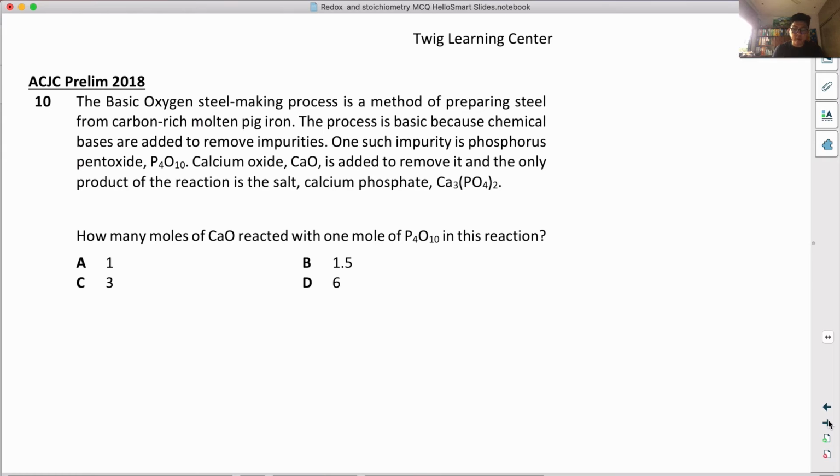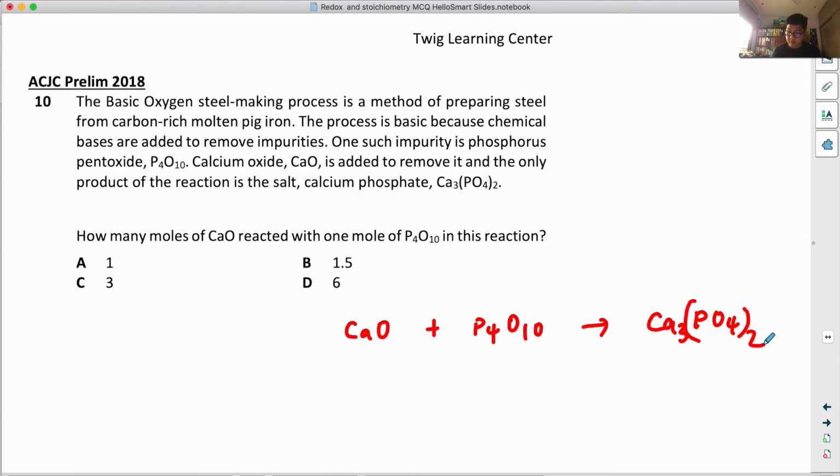Okay, so calcium oxide is added to and reacted with phosphorus pentoxide, and the only product is calcium phosphate. So very quickly, you just have to try to write the balanced equation, that's all. Calcium oxide will react with P4O10, and what you get is Ca3(PO4)2. Can you see that?